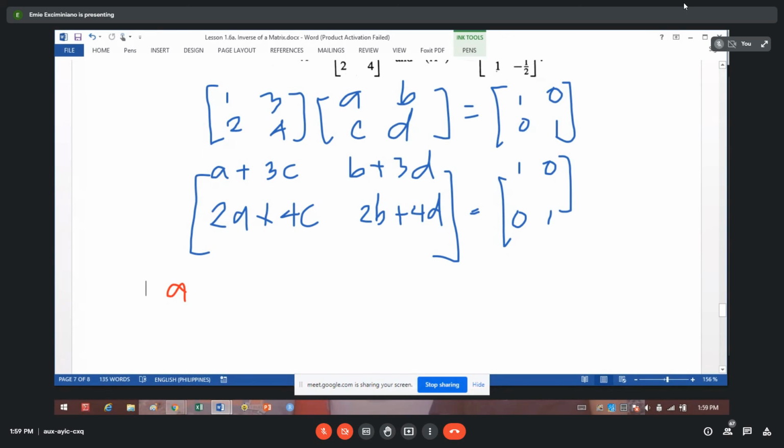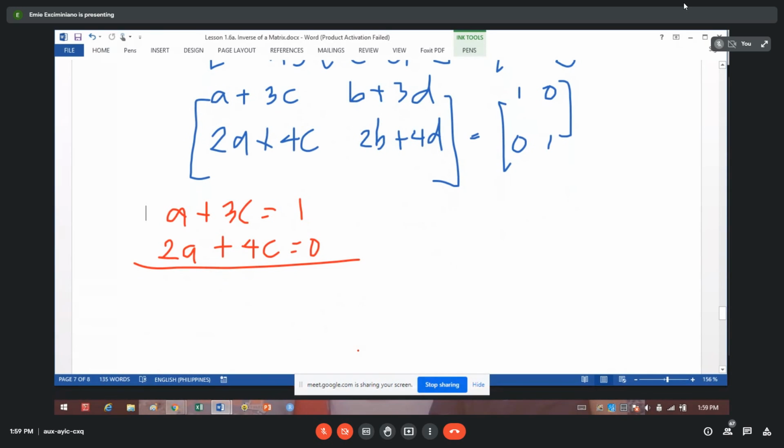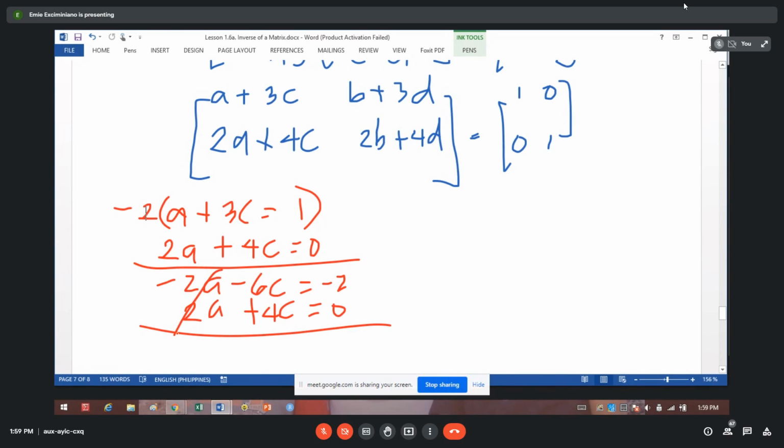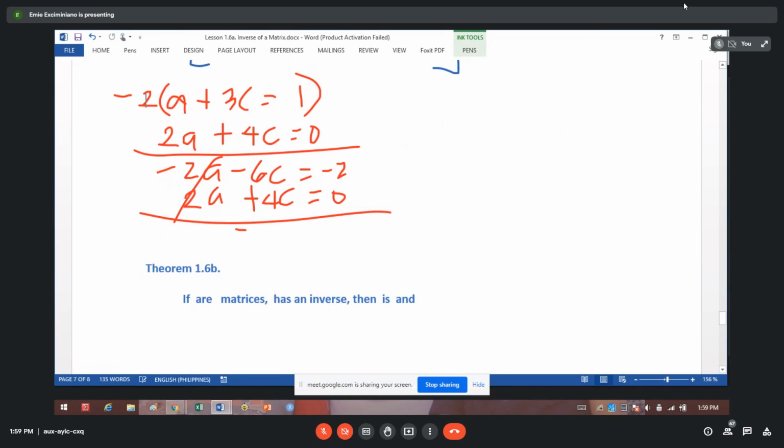Yung first entry natin, A plus 3C should be equated to 1. Then 2A plus 4C equals 0. Eliminate na natin dito para hindi na ako bumalik pa. Then we have negative 2A minus 6C equals negative 2, and 2A plus 4C equals 0. Kumakancel na si A. And then, you are left with negative 2C equals negative 2. So, therefore, C equals 1.